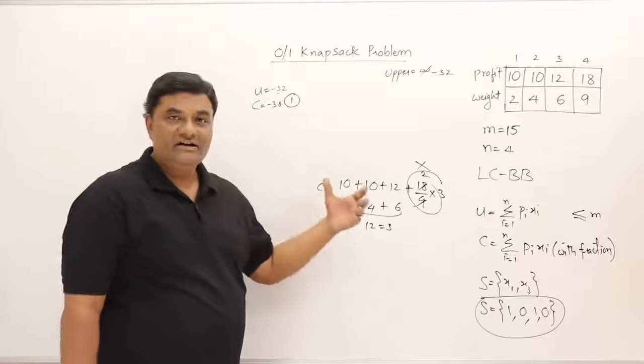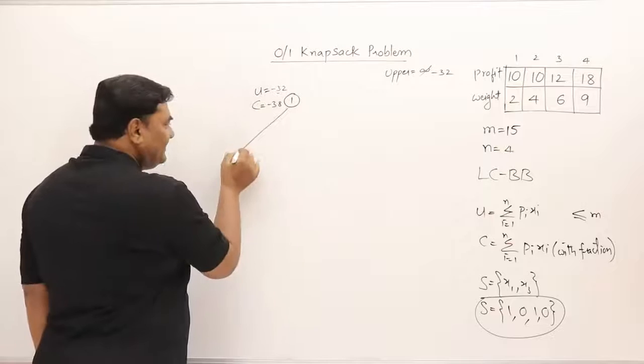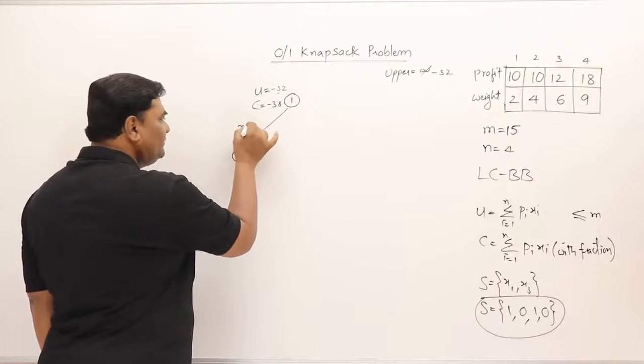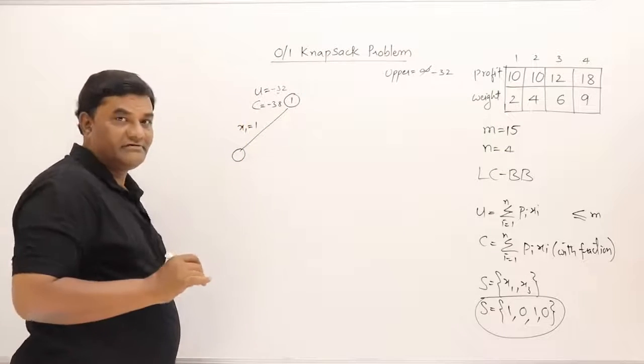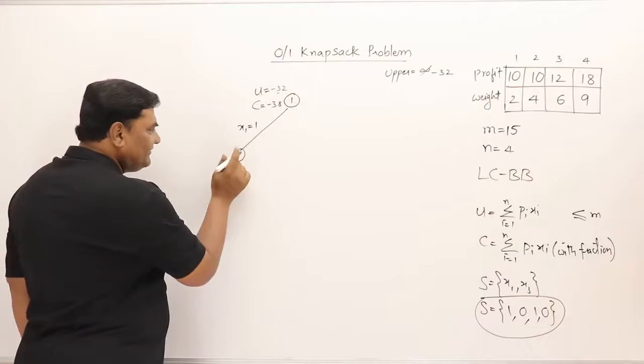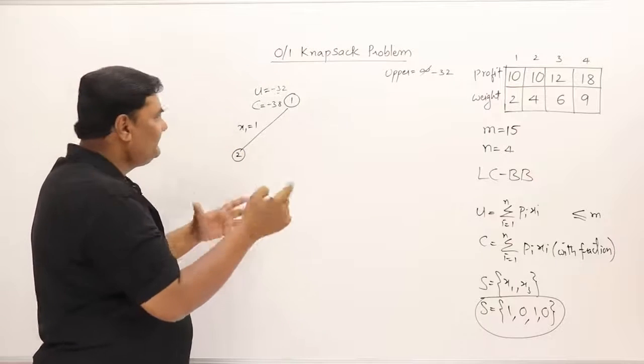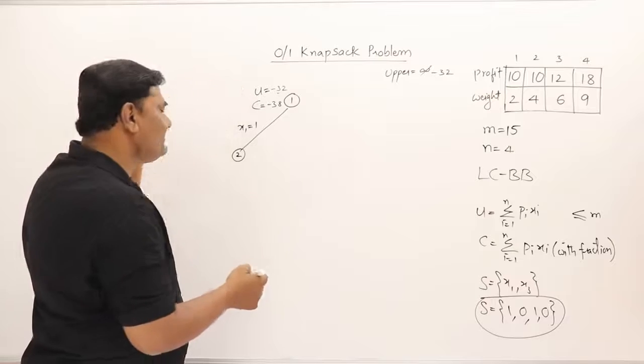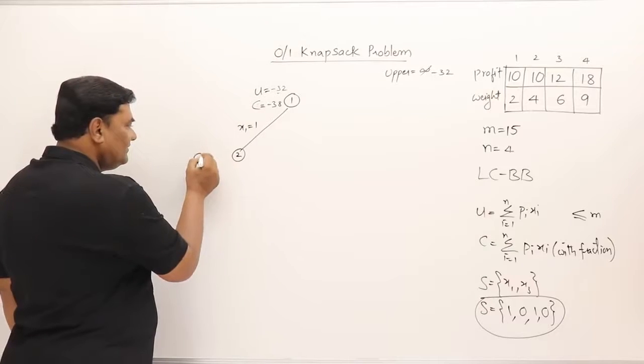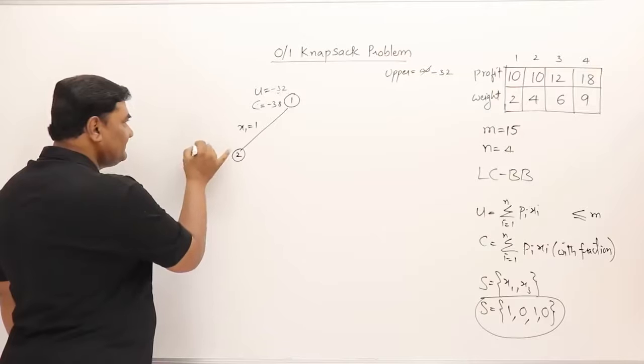Now let us continue with other nodes. Next I will consider that I am including the first object in the solution. If I am including the first object in the solution, then nothing will change. I'll get the same cost and same upper bound.